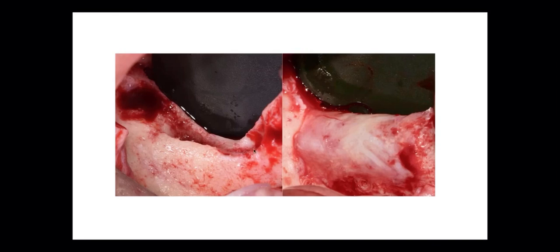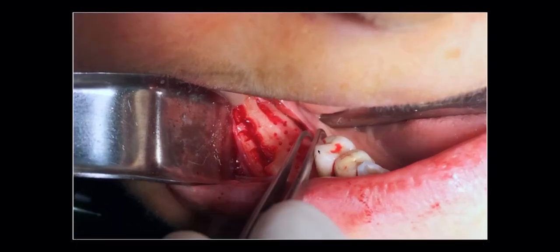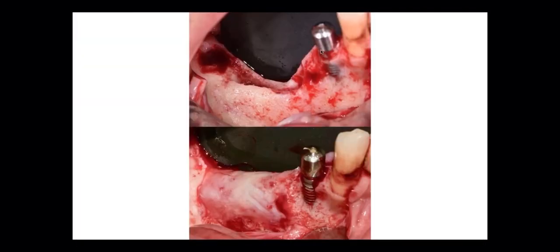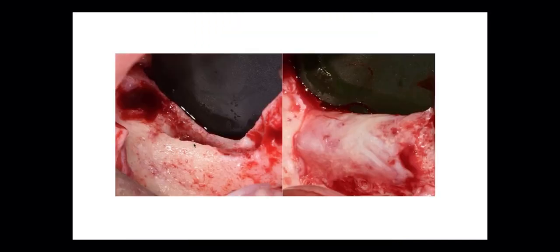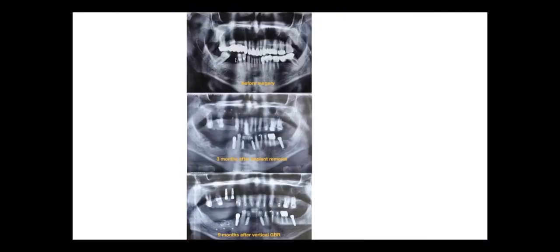So we had this vertical bone loss. Okay, so the only way to create bone again is to do vertical bone regeneration with a titanium reinforced membrane, and this is what was done. This was before, and this is after. Before and after. So this was before, this is after the infection, and this is after our vertical bone regeneration.